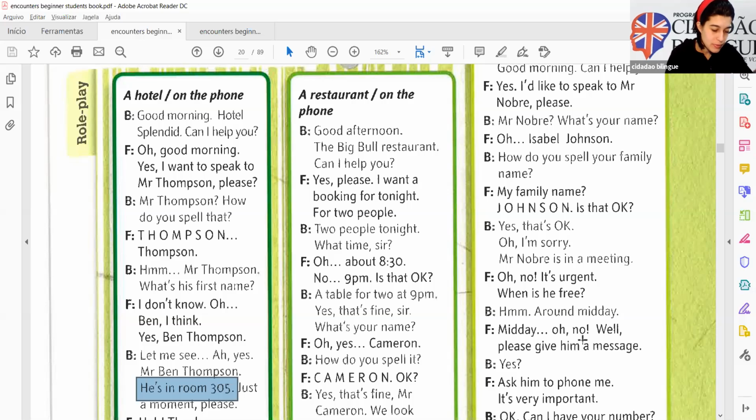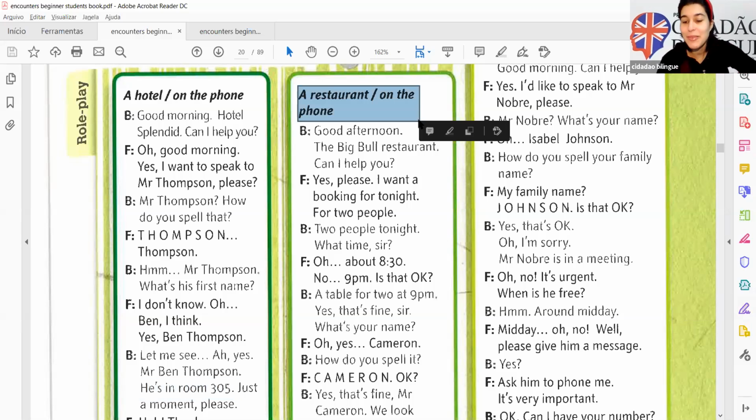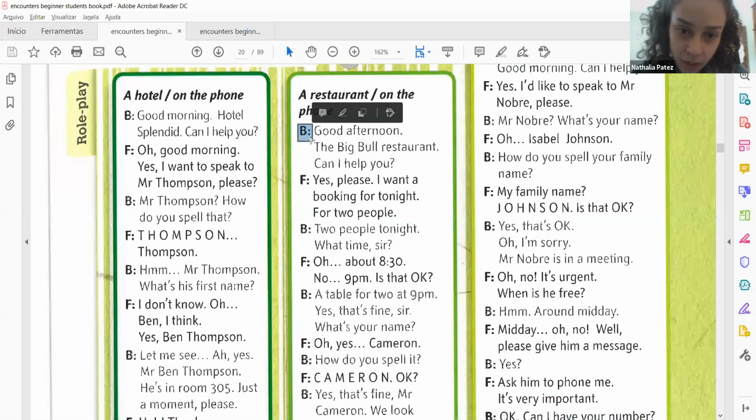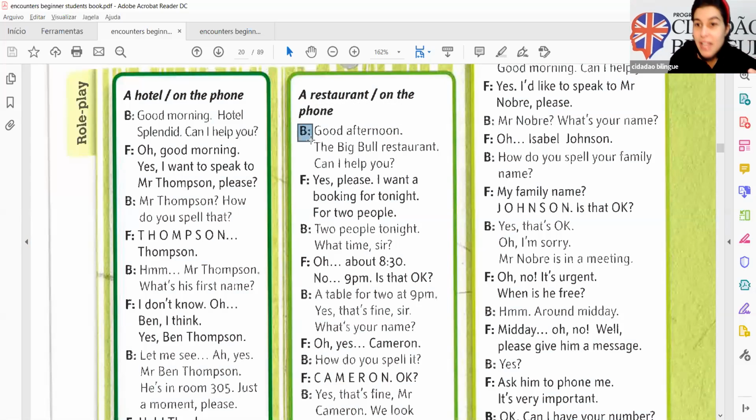Now, Natalia and Giovanna. We are going to read a restaurant, okay, on a phone. So we have, hello. We have a restaurant, okay, but you're talking on a phone, okay? Natalia, you can start, okay? Any questions, just say, how can I pronounce that, okay?